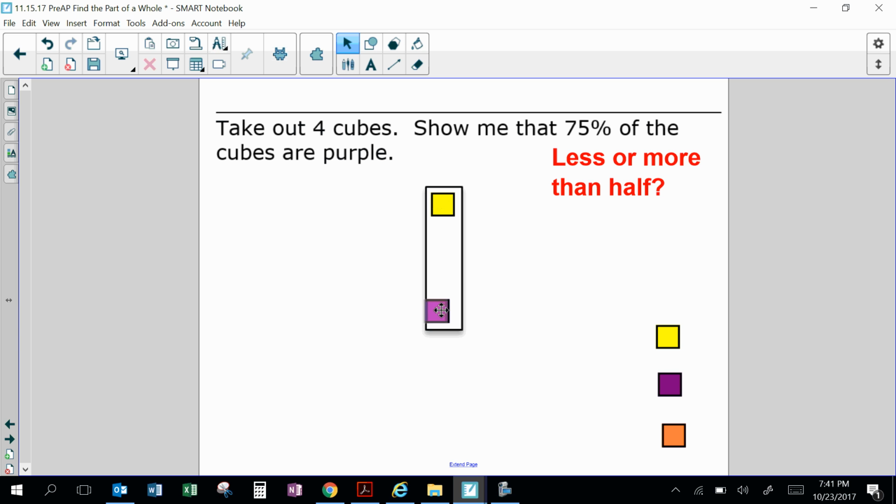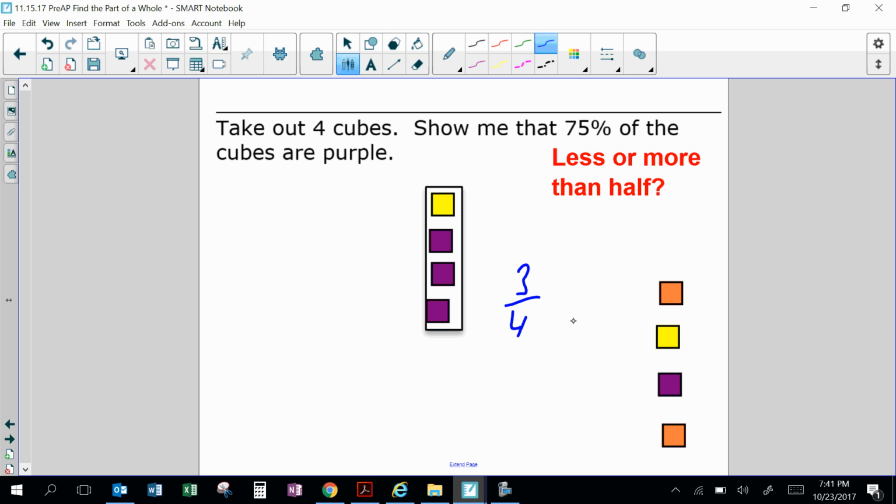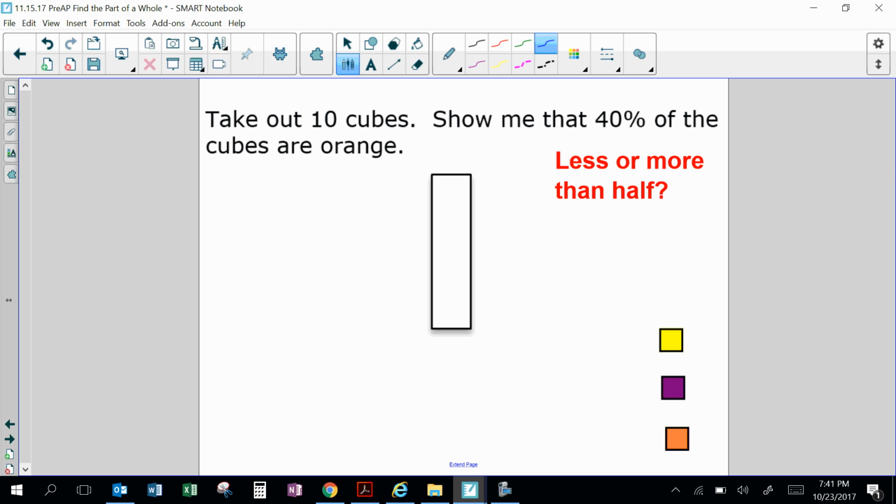Well, I know more than half of it, so if I have 4 cubes right here, more than half of it has to be purple. Not all of it, but more than half. Would this equal, let's see, 3/4. I build that to 100, that's times 25 is the scale factor, so 75%. Hey, it works.